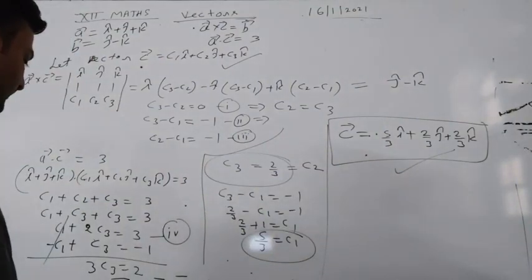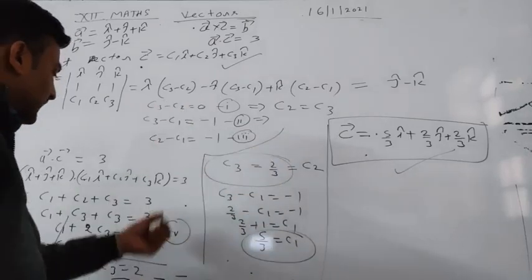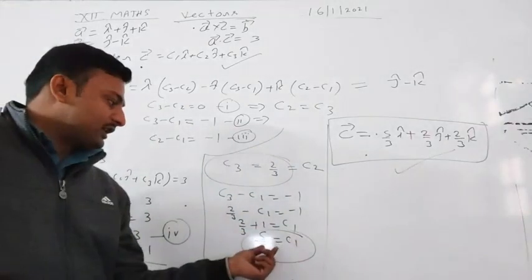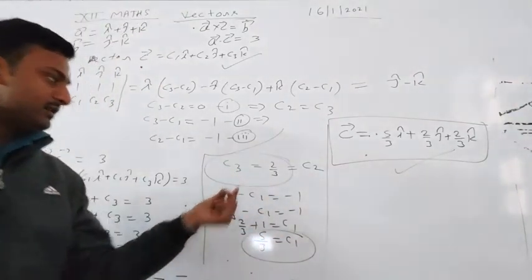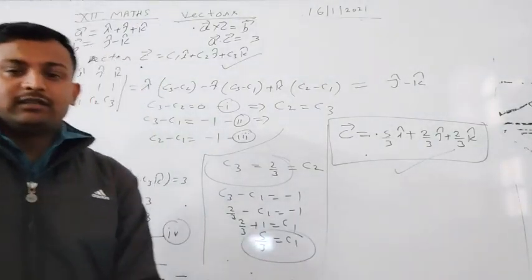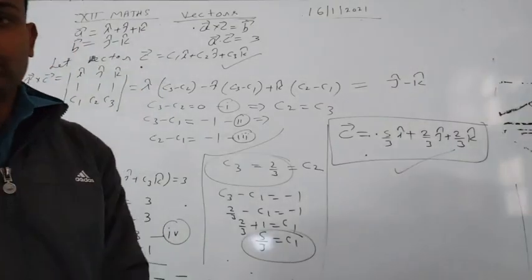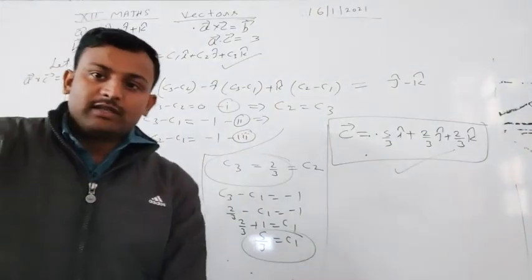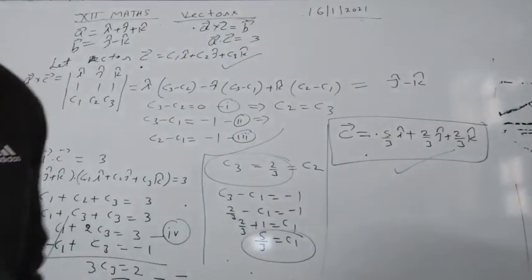Now, student, using these three equations and this one equation, we solve and get our C1, C2, C3. After solving this, we get C2 and C3 as 2 by 3, and C1 is 5 by 3. These are the values of C1, C2, C3. When we substitute in the equation of C, we get our vector C. Okay, student, I hope you understand. Now we take another question. Let's start.